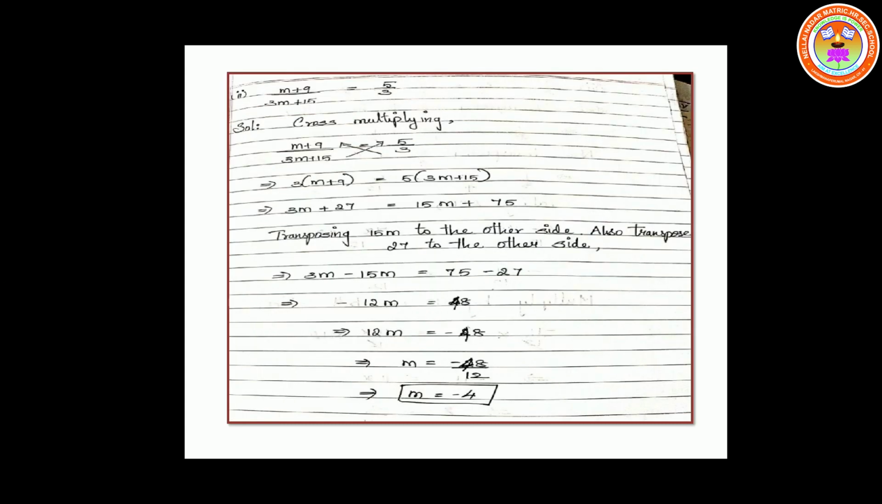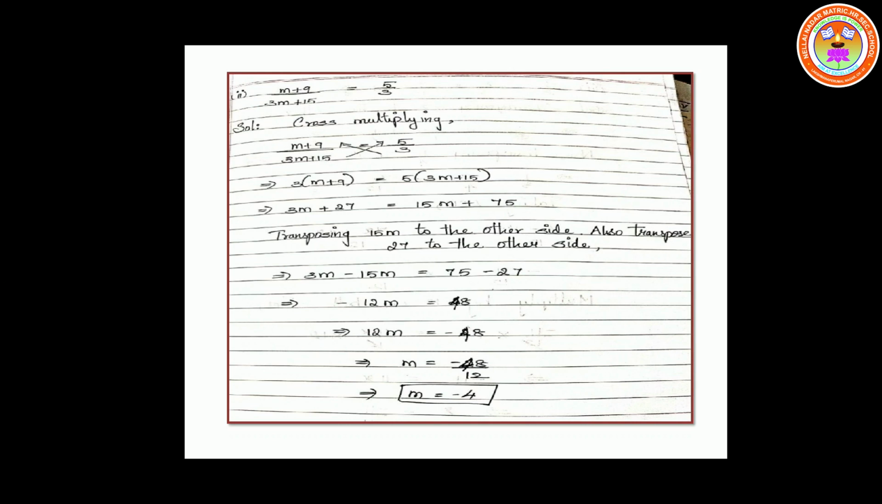Next one, m plus 9 by 3m plus 15, that is equal to 5 by 3. So here in this sum, I have to find the value of m. So here there is only one term in fraction on both sides, left hand side and right hand side. So what I have to do is I am going to cross multiply. That is, on both sides I'm going to cross multiply.